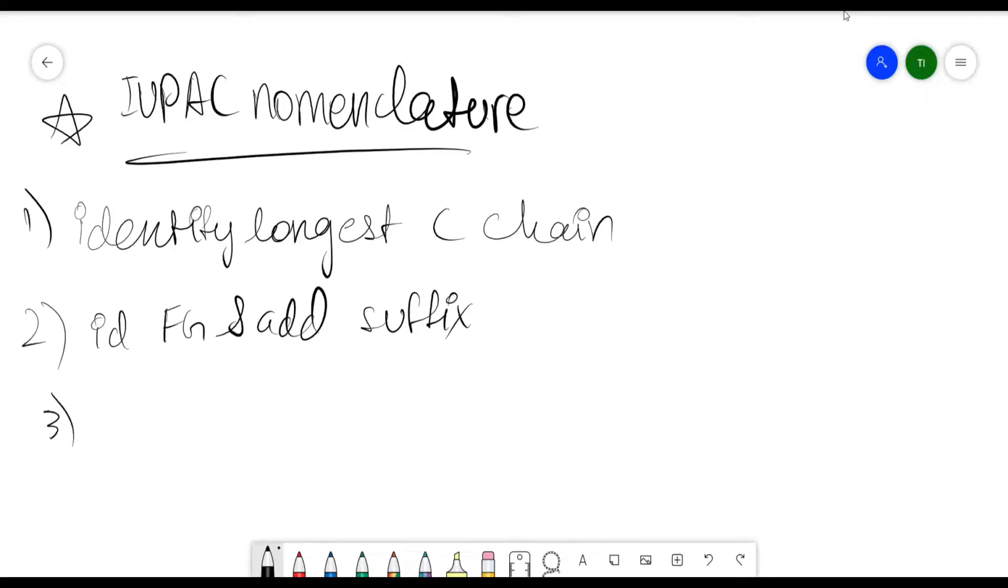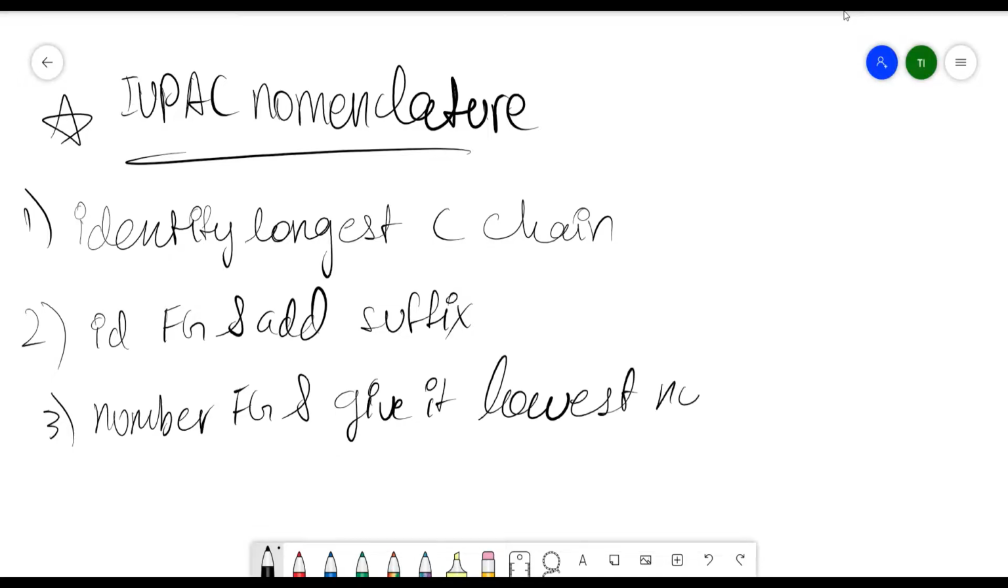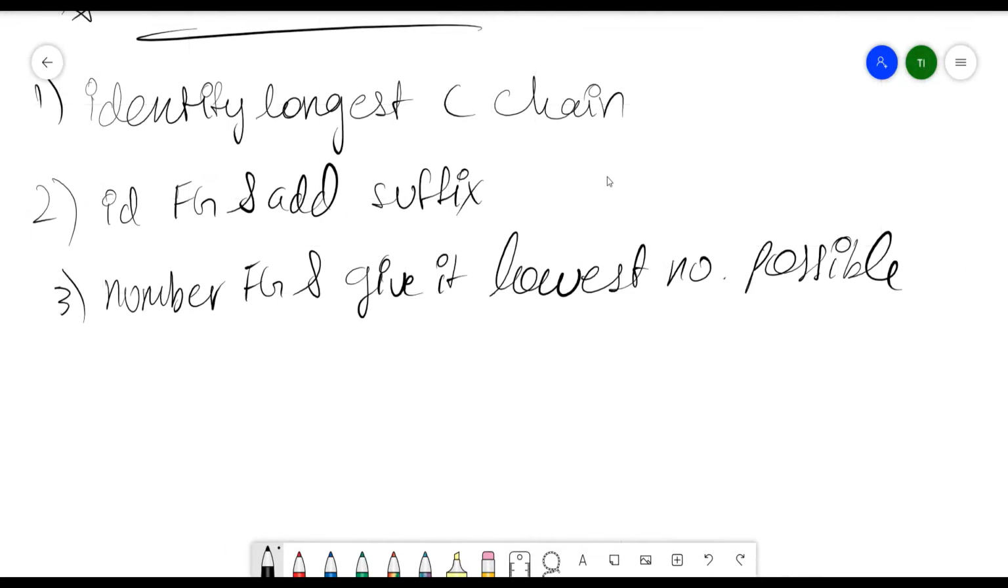The third thing is to number the functional group and give it the lowest number possible. That's the third step. Okay. The fourth step is to look for additional molecules attached to the chain.